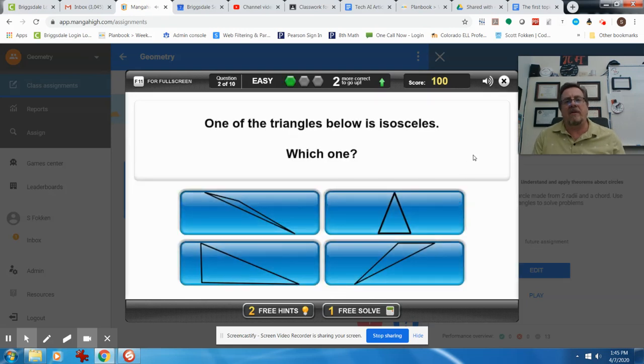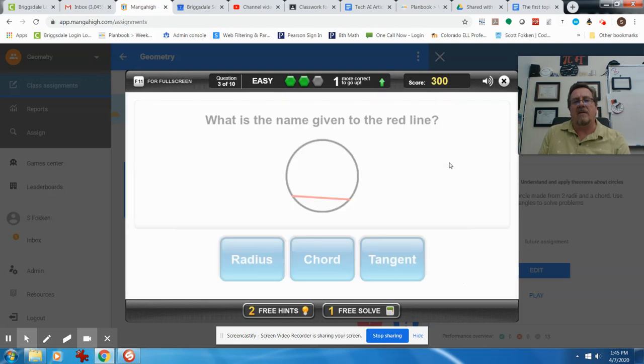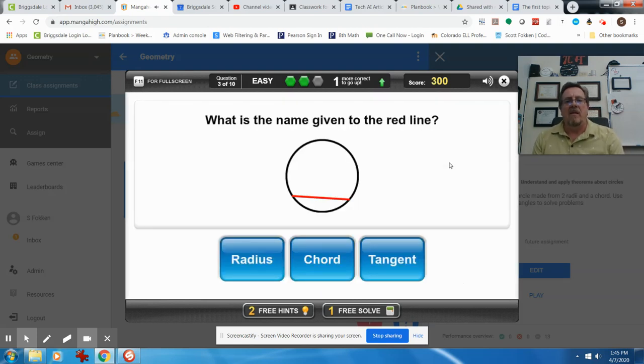One of these triangles is isosceles. And remember, isosceles means two sides the same length. So this one looks like it's maybe isosceles. From the previous video, or previous assignment, you should know what that is. That segment is a chord.